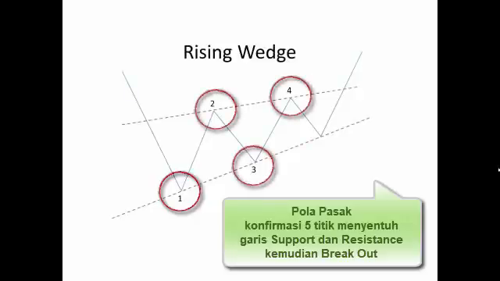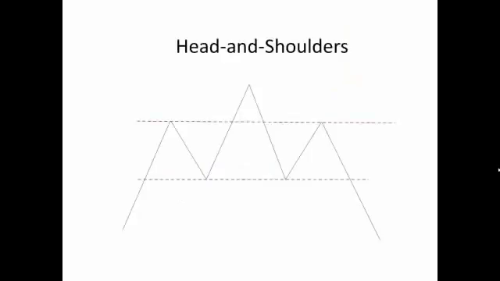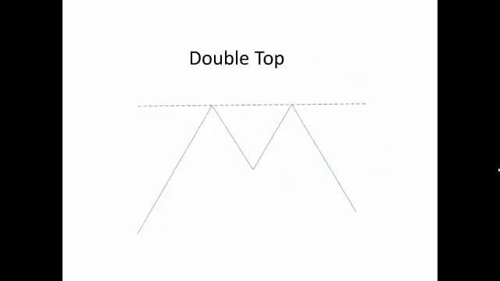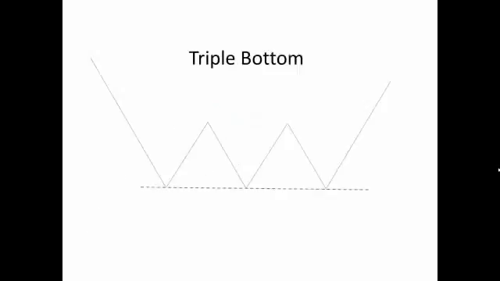Note how the classic rising wedge pattern has an additional 5th touching point on the support line. This means that the pattern breakout is in the opposite direction to the initial trend. This class of pattern is called a reversal pattern. Other examples of reversal patterns are the head and shoulders, double tops, double bottoms, and triple tops and triple bottoms.